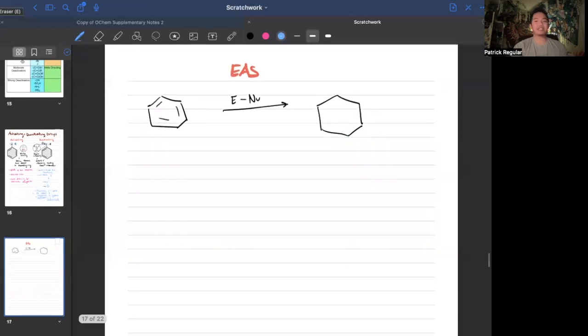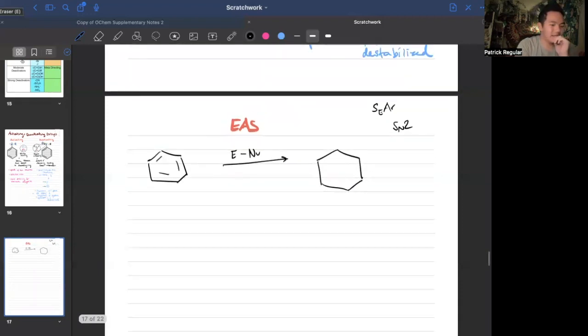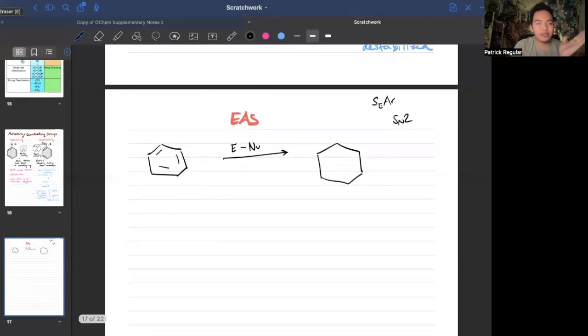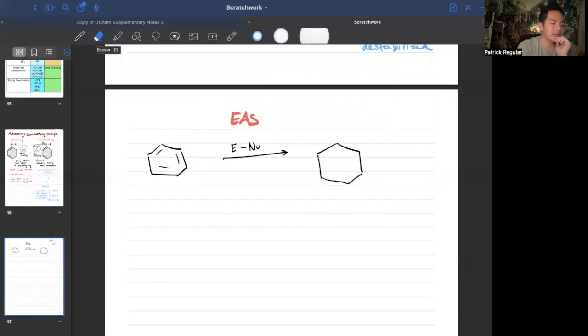Now, let's go into electrophilic aromatic substitution. Something you might also see is something like this. That's the same thing. It's kind of like our SN2 reactions. SN2 would be, I think, nucleophilic bimolecular substitution, but this one is electrophilic aromatic substitution.